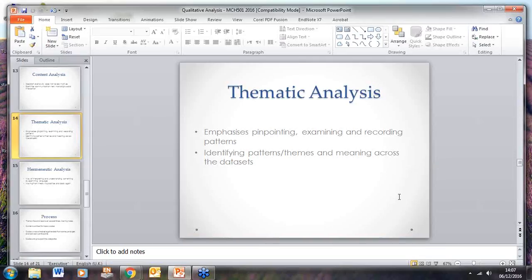I've said many times, I don't mind which one you use, whether you use CASP, which is the one that Heather went through at the beginning of the module, or whether you use Moule and Heck's critical appraisal framework, or whether you use Garrard's, or I don't mind which one you use, but you've got to tell me which one you've used.